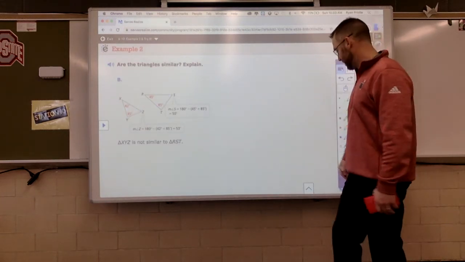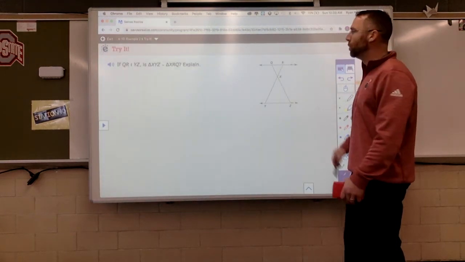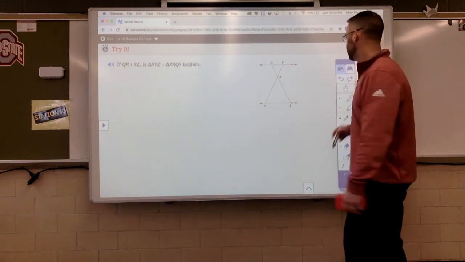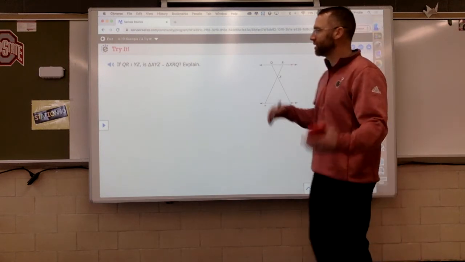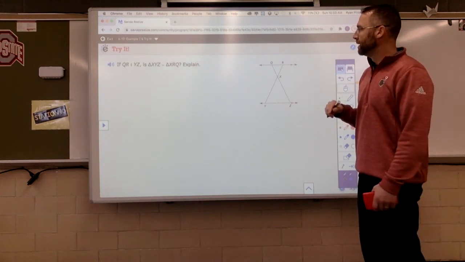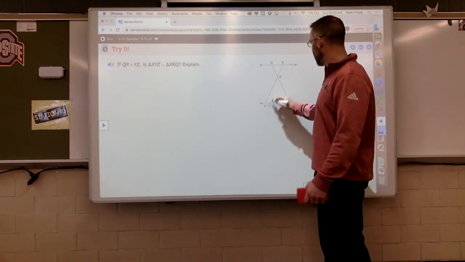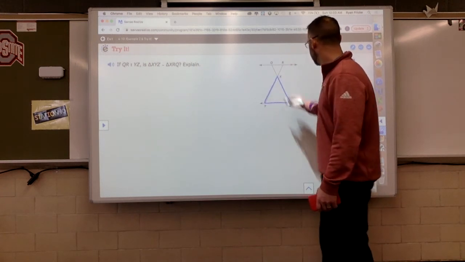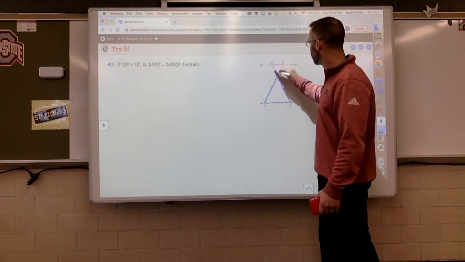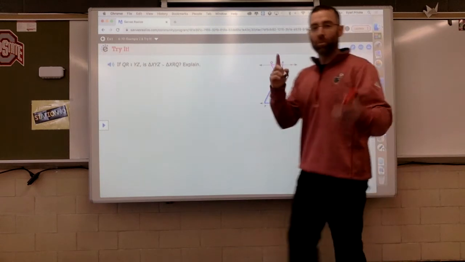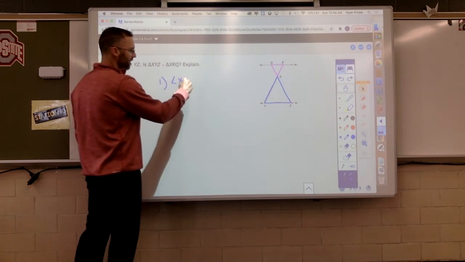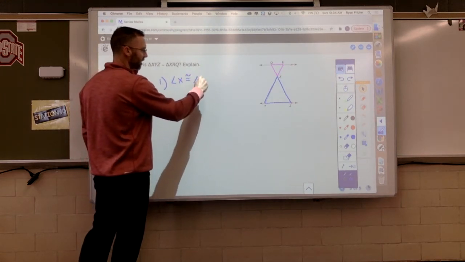Let's check it out. How about the try it? Look at this. We got to prove whether or not these are similar. Once again, we got to prove that two angles are congruent. So first off, we've got two triangles, X, Y, Z and X, R, Q. What angle do we know is the same in both triangles? I'm going to put angle X is congruent to angle X.